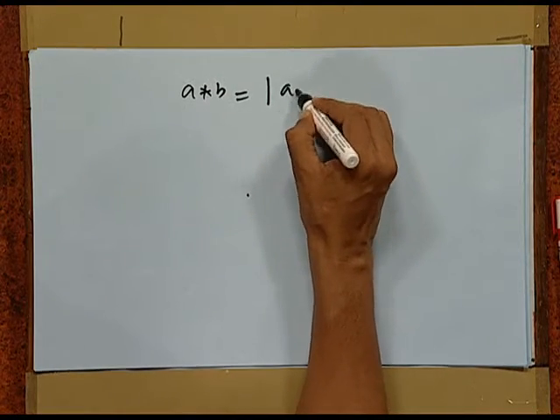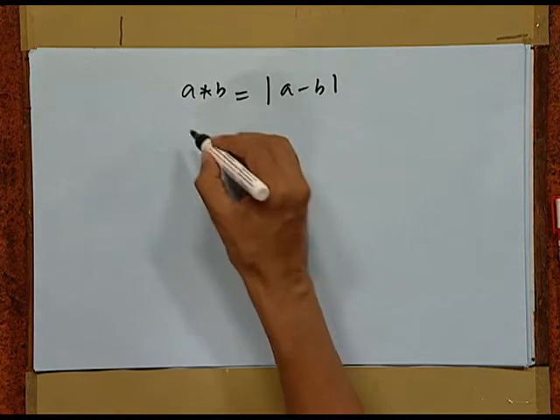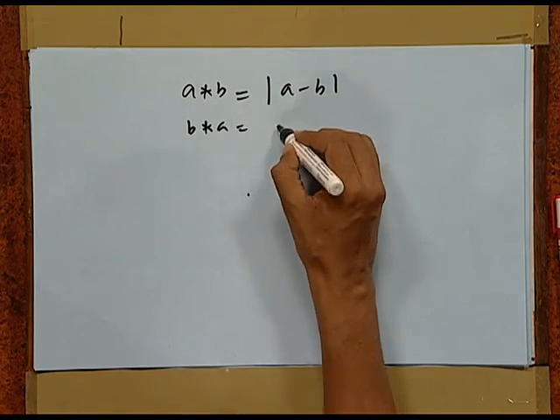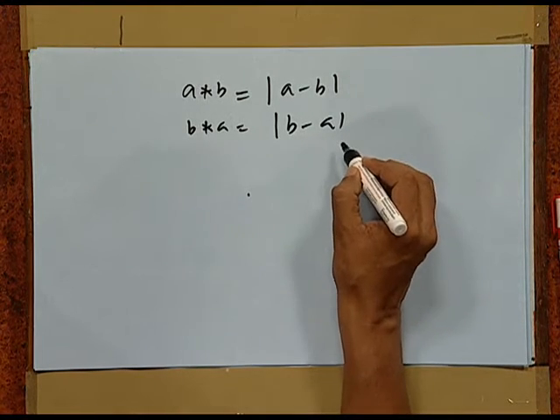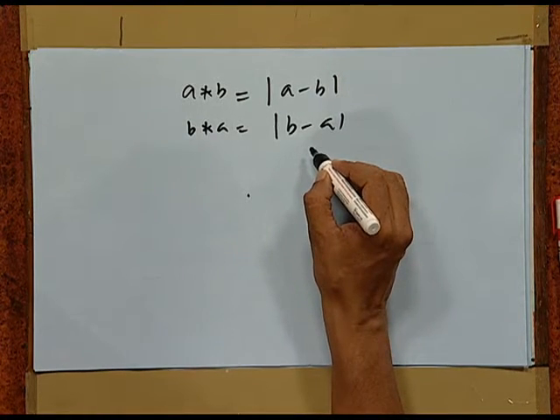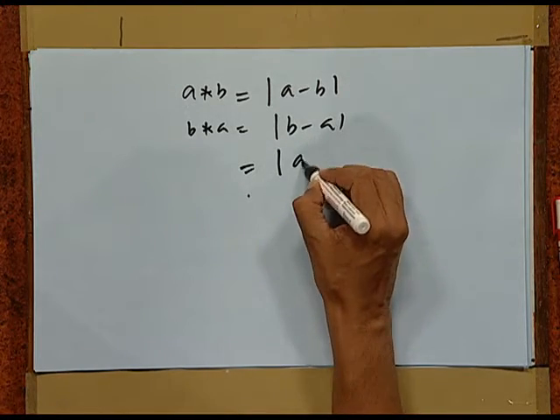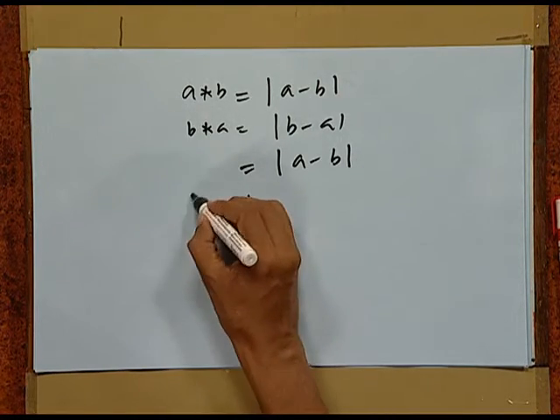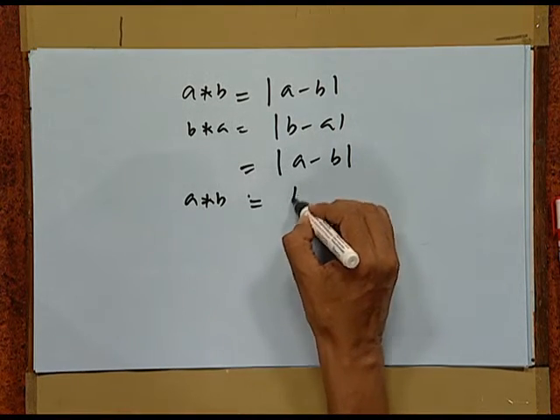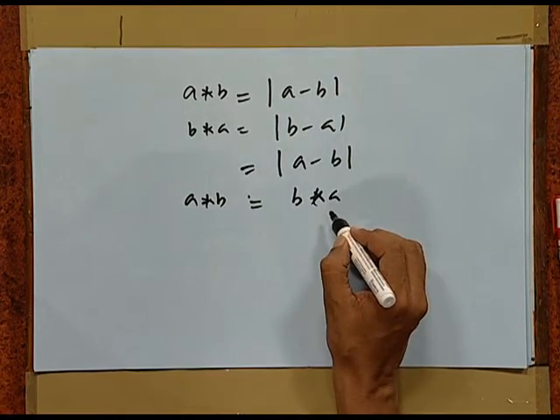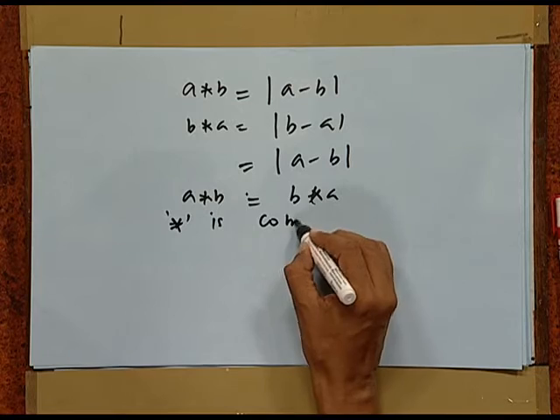Let us start solving this problem. First of all, we have to show that star is commutative. For this, we have A star B is equal to mod A minus B, while B star A is mod B minus A. But since the mod operator is symmetrical, this is equal to mod A minus B. Thus, A star B is equal to B star A.